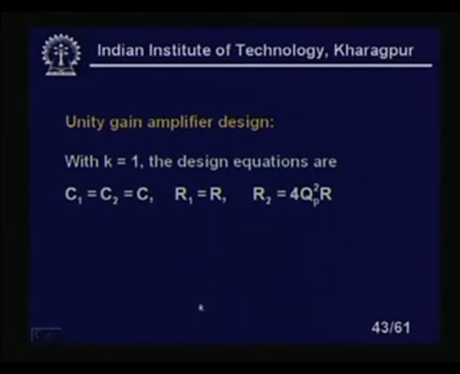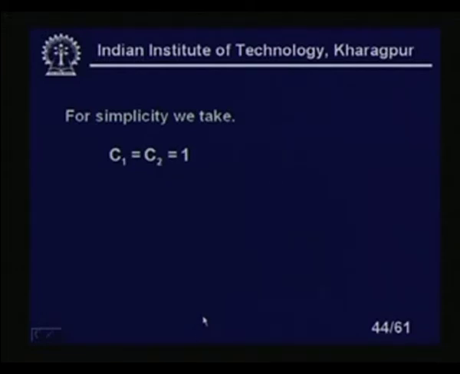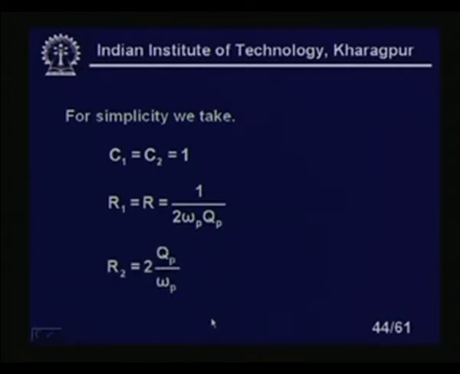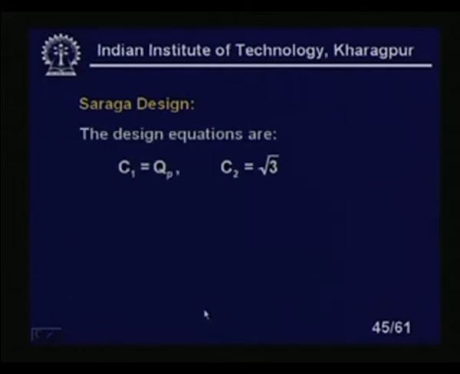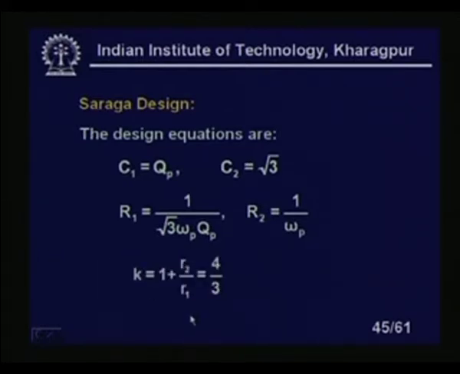So, obviously, k will be equal to 1 and C1 equal to C2 equal to C and R1 equal to R and R2 equal to 4 QP square into R. CR equal to 1 upon 2 omega p QP. For simplicity, we take C1 equal to C2 equal to 1 and R1 equal to R equal to 1 upon 2 omega p QP. So, R2 equal to 2 QP by omega p. Surrogate design for this high pass structure: C1 equal to QP, C2 equal to root 3, R1 equal to 1 upon root 3 omega p QP and R2 equal to 1 upon omega p. Small k equal to R1 plus R2 by R1 equal to 4 by 3.